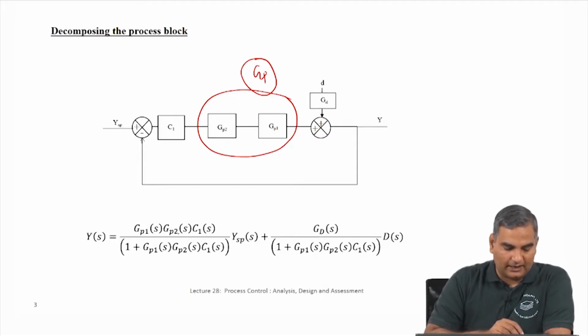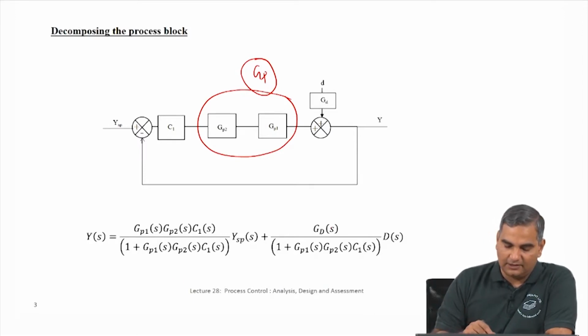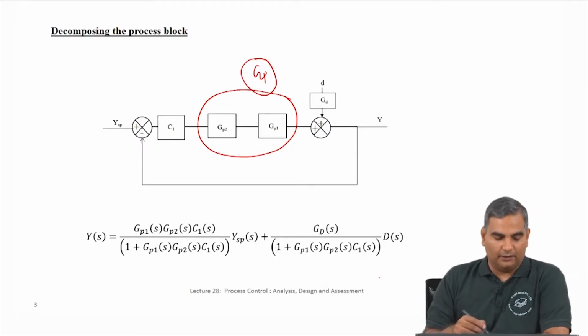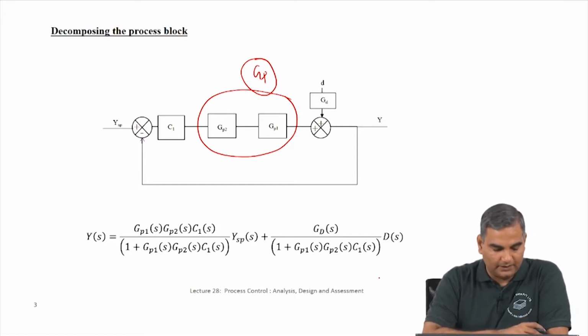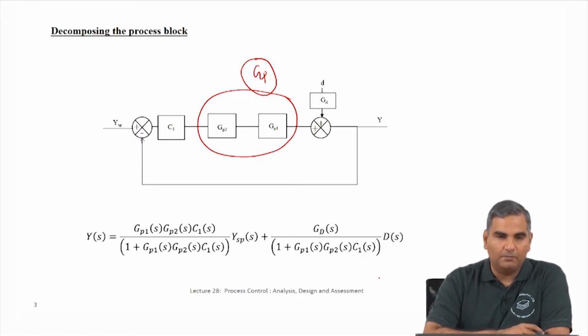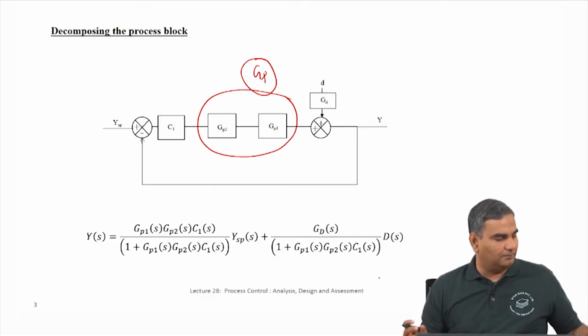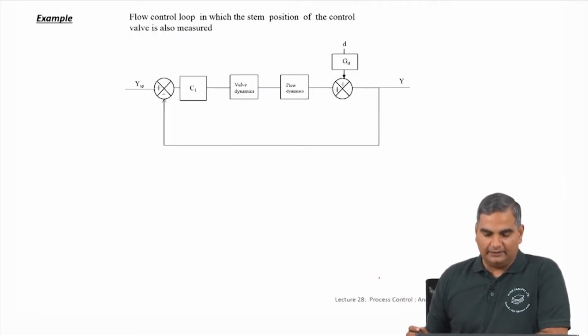In the previous slide I had GP Gc divided by 1 plus GP Gc, and GD divided by 1 plus GP Gc. Now, that GP I have replaced by GP1 GP2. So, I am saying that the process block itself I can write as a multiplication of 2 blocks. Okay. So, when would this be useful and when would this happen? The idea is the following.